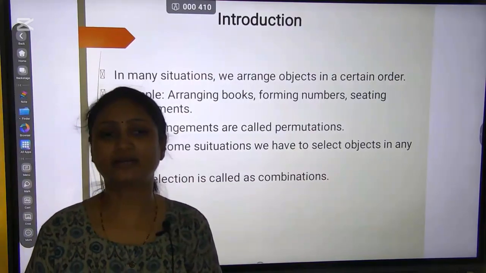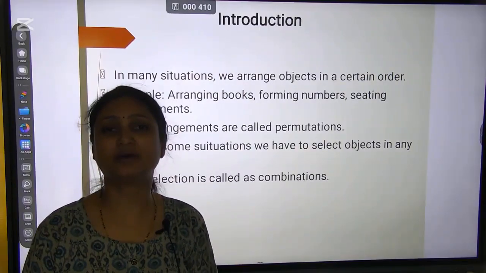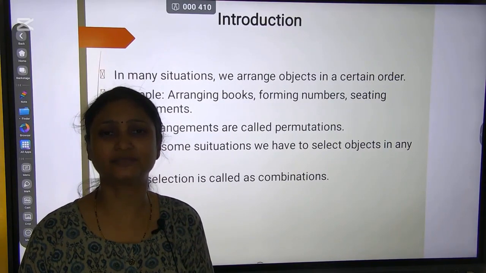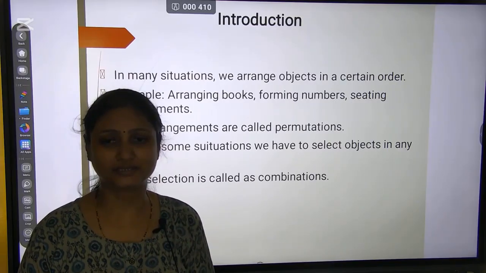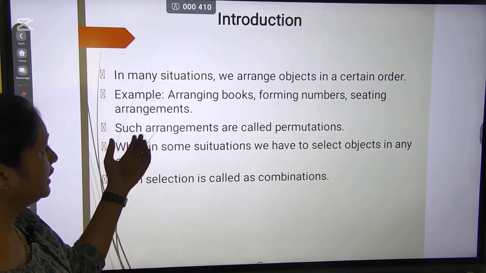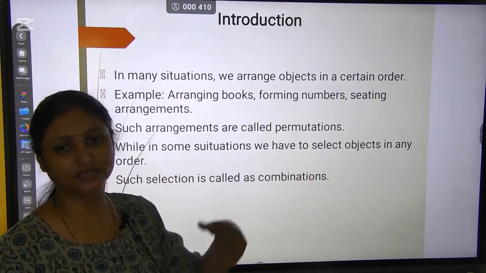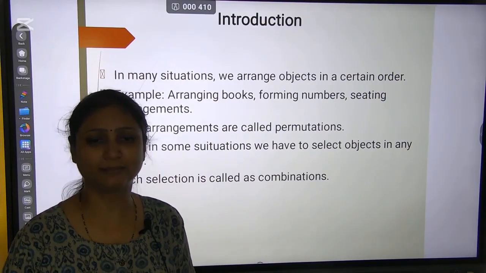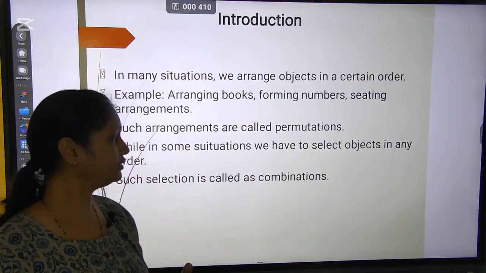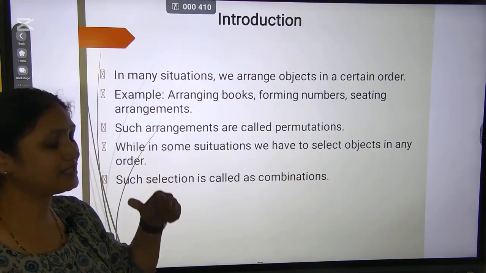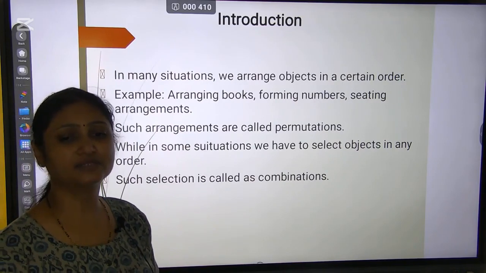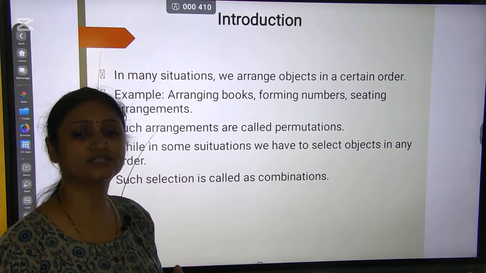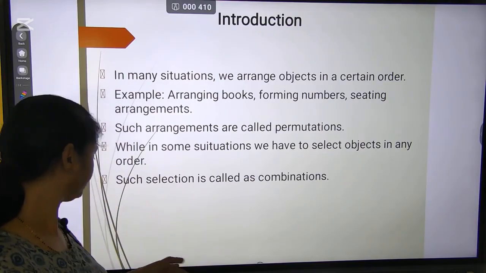In our daily life, a situation may arise where we have to make certain arrangements or certain combinations. In many situations, we arrange objects in a certain order. For example, arranging books, forming numbers, sitting arrangements. Such arrangements are called permutations. In some situations we have to select objects in any order, and such selection is called combinations.